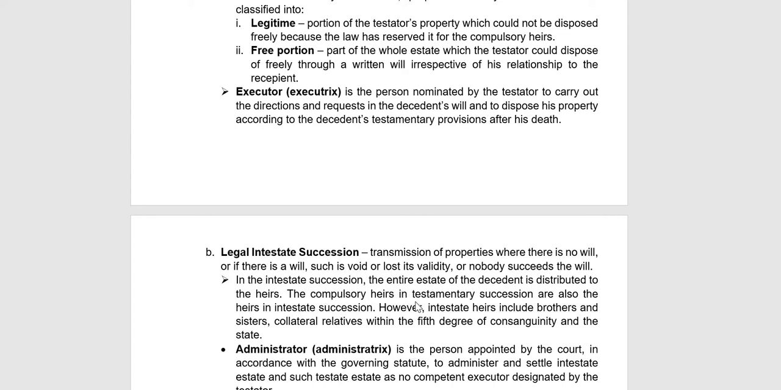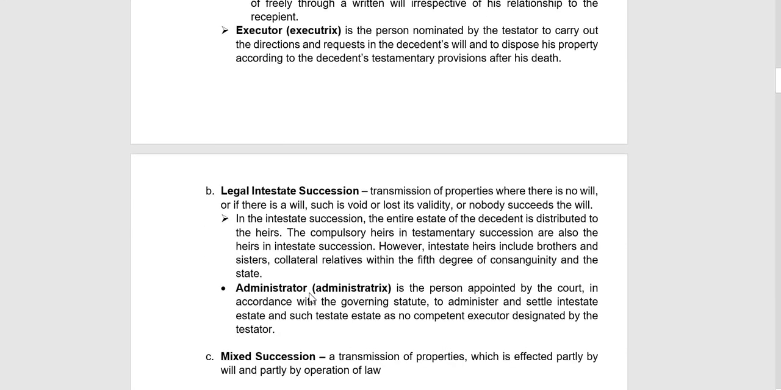The compulsory heirs in testamentary succession are also heirs in intestate succession. However, the intestate heirs include brothers and sisters, collateral relatives within the fifth degree of consanguinity, and the state. No? So, while the executor is appointed by the testator, we also have an administrator. For intestate succession, these are persons appointed by the court, in accordance with the governing statute, to administer and settle the intestate estate, and such estate as has no competent executor designated by the testator. Okay?